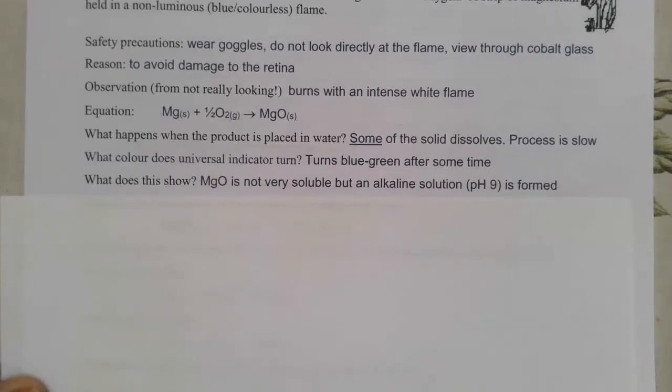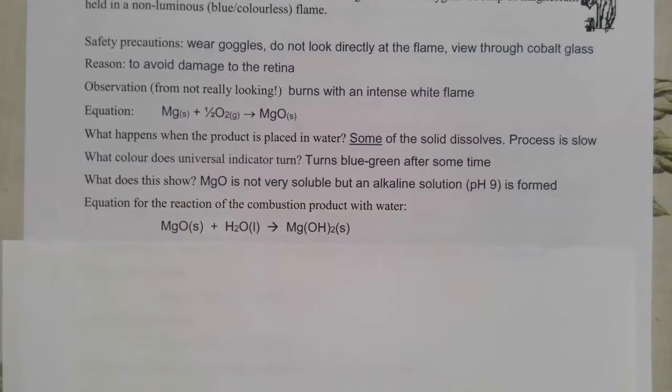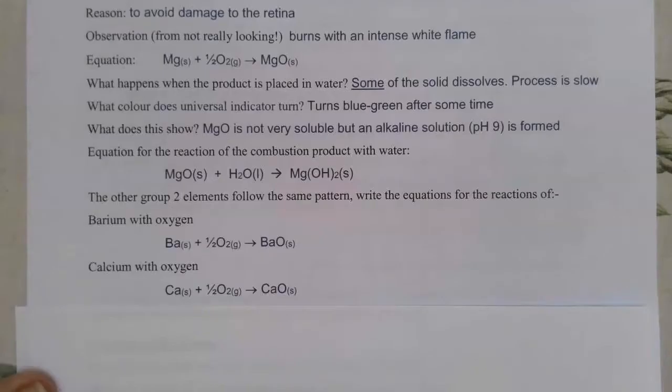But do remember this process is very slow, so it will take time, but eventually you will get an alkali solution. It's actually reacting with the water to form the hydroxide, and it's the hydroxide which is turning the solution alkali. But do notice it's also a solid. They react with oxygen in the same way, barium and calcium forming the oxide. So all group 1s and all group 2s react with oxygen to form the oxide.